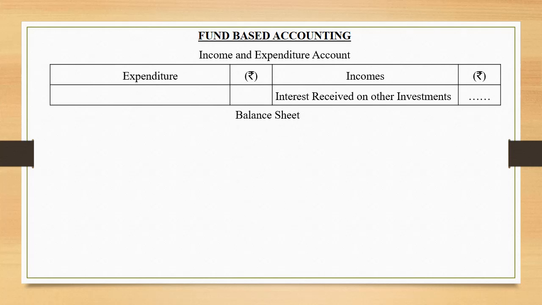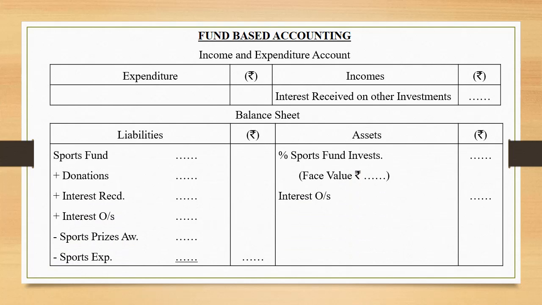In the balance sheet, how are we going to show this? On the liability side, you can see there, I have taken the example of sports fund. If any donation is there, that donation needs to be added. Interest received has to be added. And if any interest is outstanding, that will be deducted. And again, you can see two more items by way of deduction: sports prizes awarded and sports expenses. So those are the amounts to be deducted, and the final amount, if positive, will be shown in the balance sheet on the liability side itself, and if the amount is negative, in that case only the amount has to go to income and expenditure account on the expenditure side.